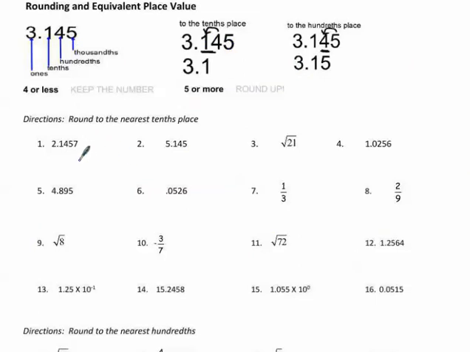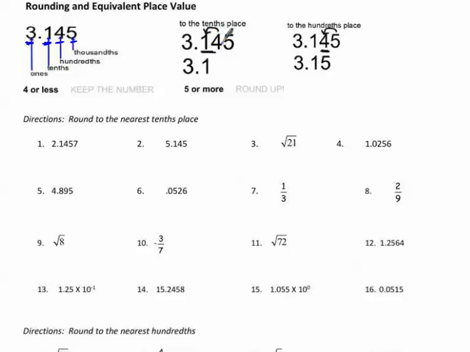Let's practice rounding and equivalent place values. Remember, the number in front of the decimal is going to be the ones. After the decimal, on the right side, is the tenths, then the hundredths, and then the thousandths. When you're rounding to the tenths place, you want to look at the hundredths place. If the number is 5 or more, you round up. If it's less than 5, you keep it the same.